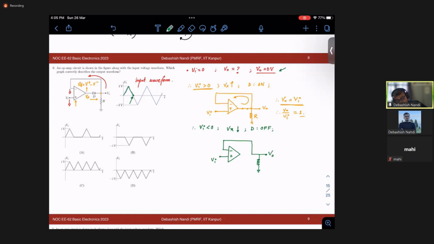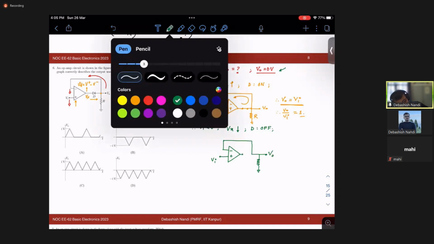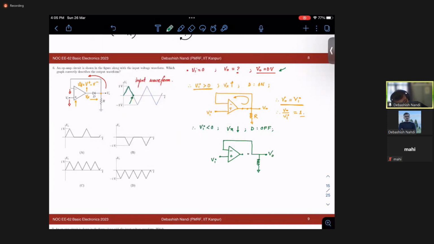And there is no path in between. This is an open circuit, so there is no feedback in place. If there is no feedback in place, what will be the value of V0? V0 will hold the value which it was last set to. It was last set at this voltage, 0 volt. So my V0 will remain at 0 volt for the entire negative cycle.